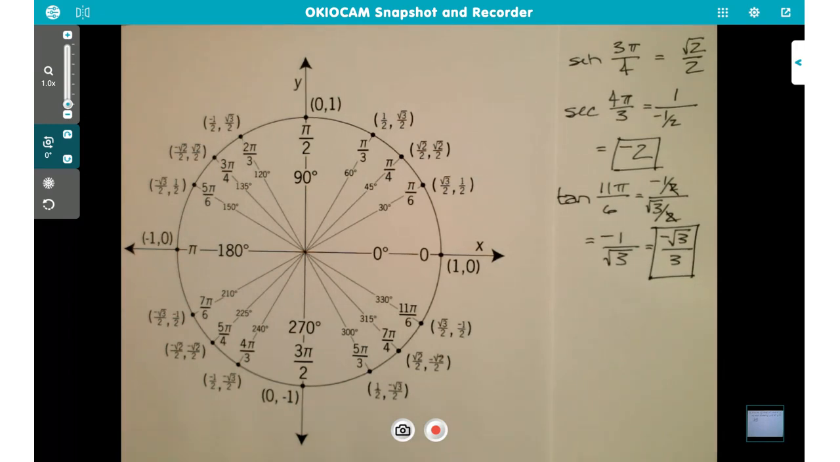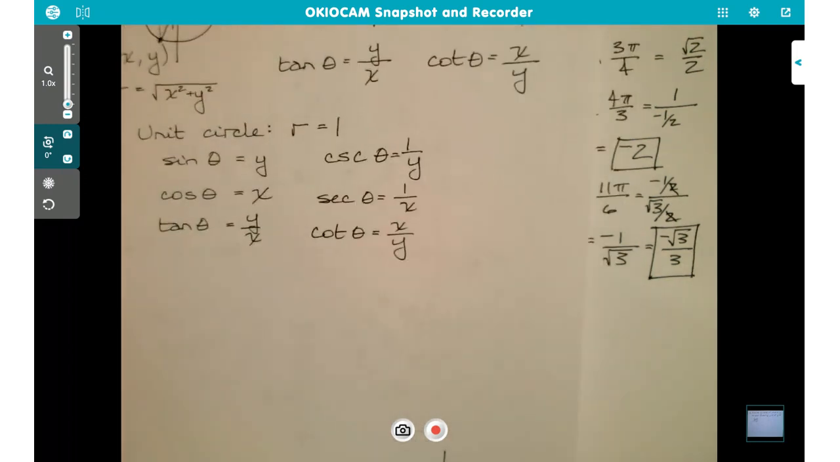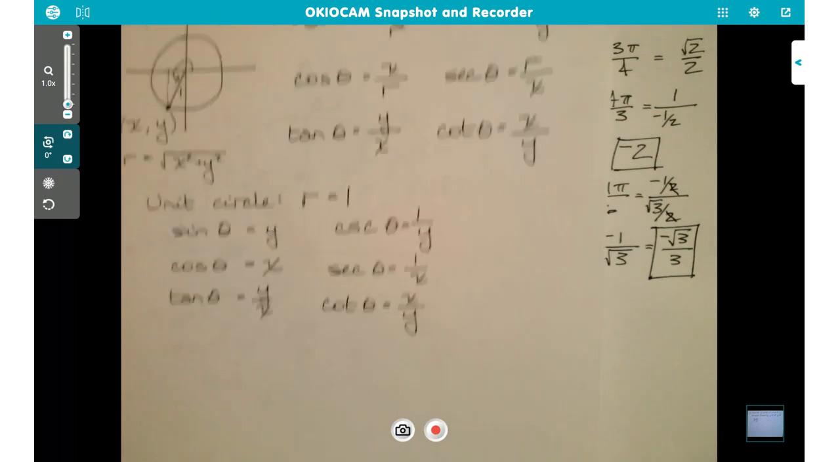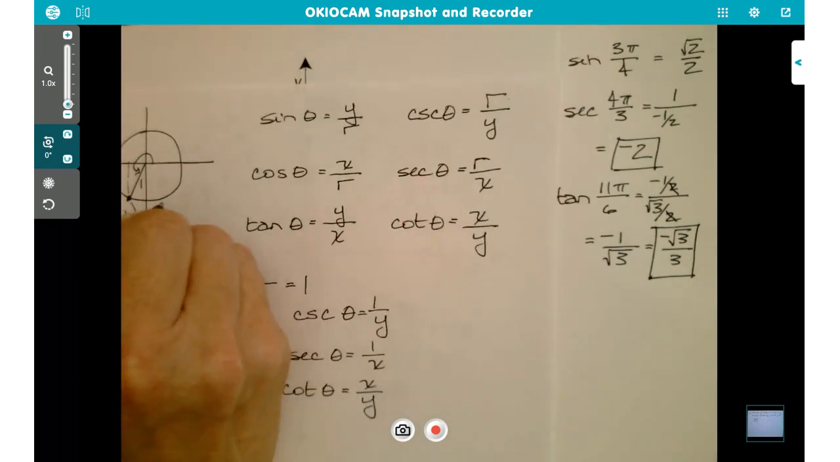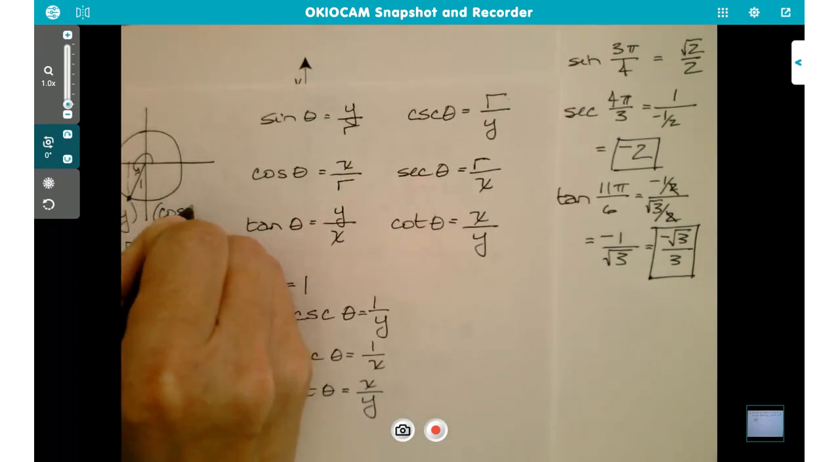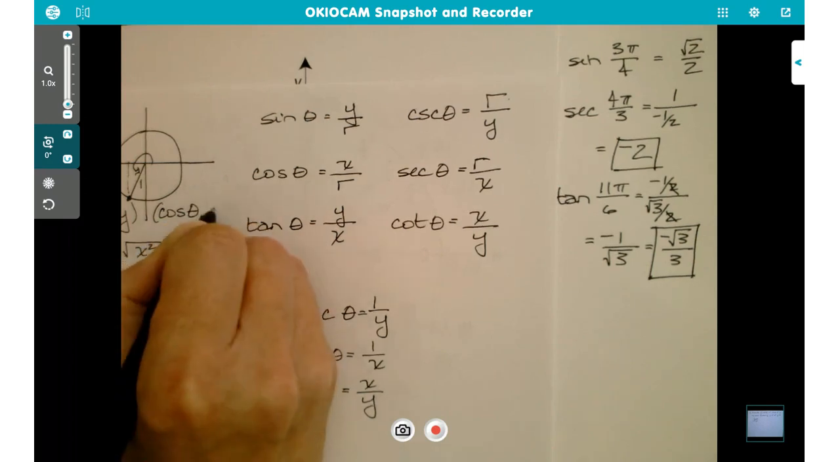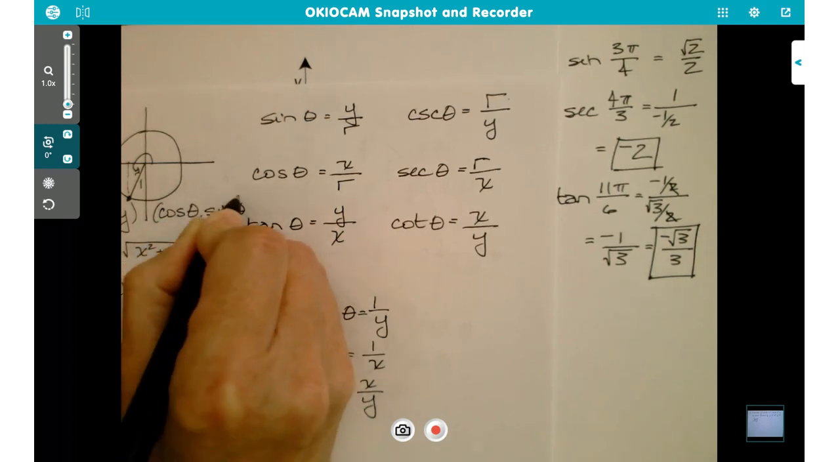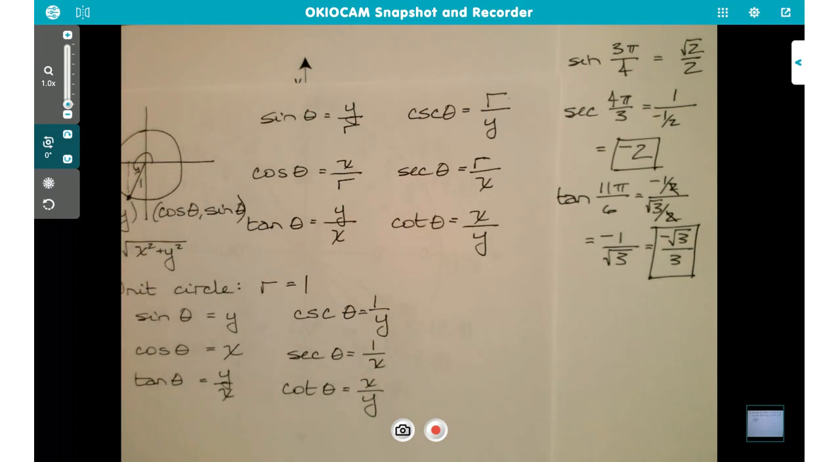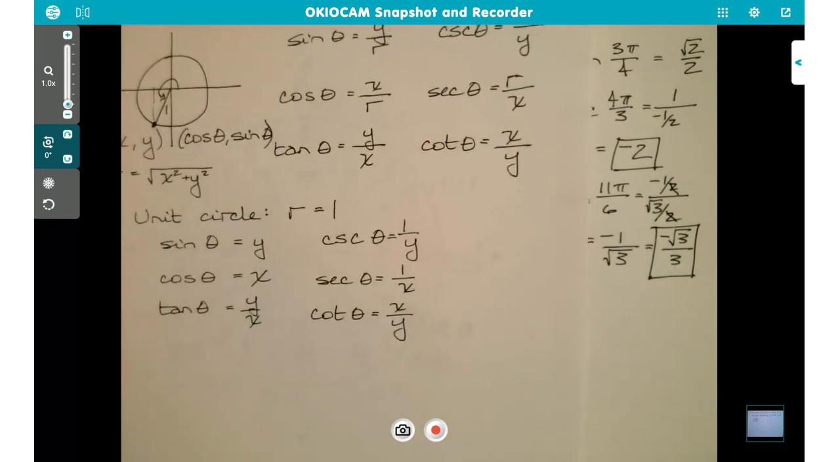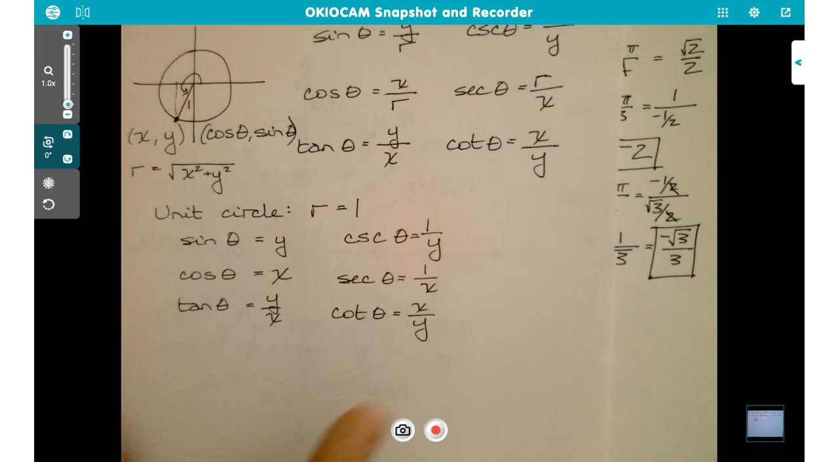So the coordinates of any point on the unit circle are x, y. The x coordinate is cosine of my angle. The y coordinate is the sine of my angle. And I can use the unit circle like this to find the values of the 6 trig functions of any angle.